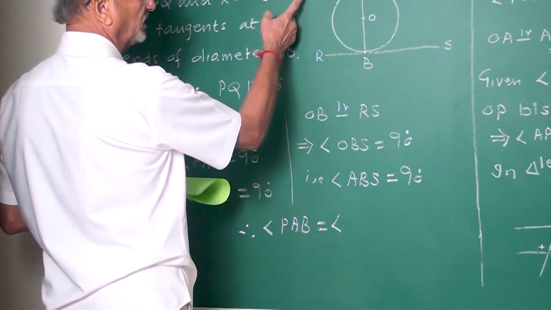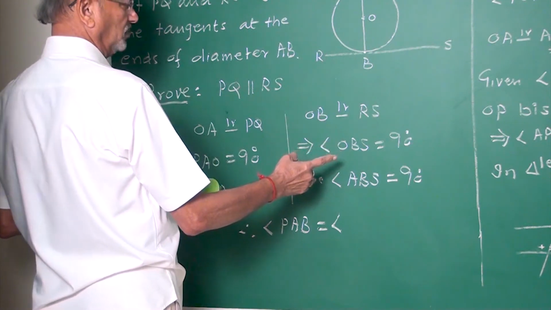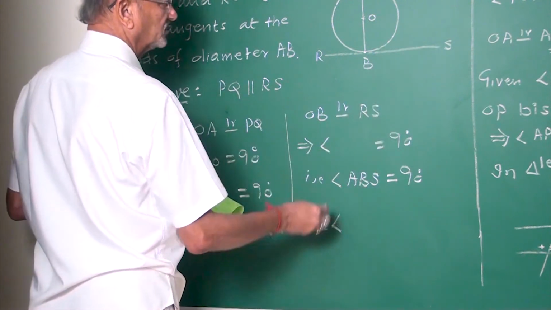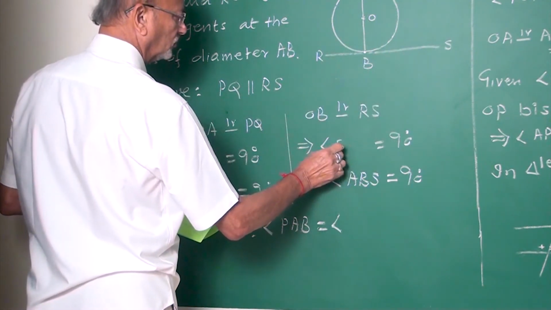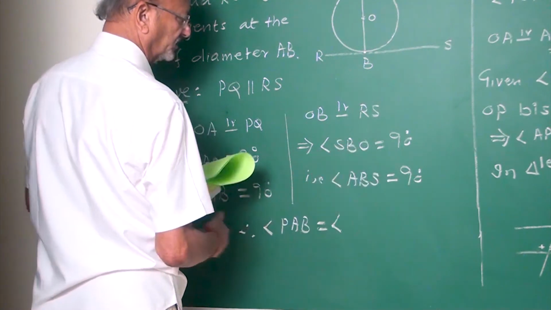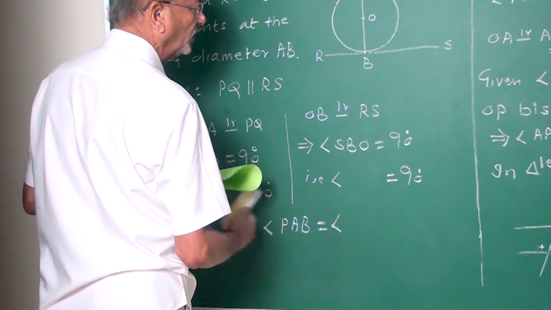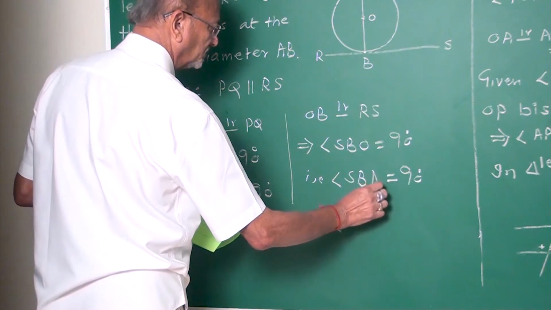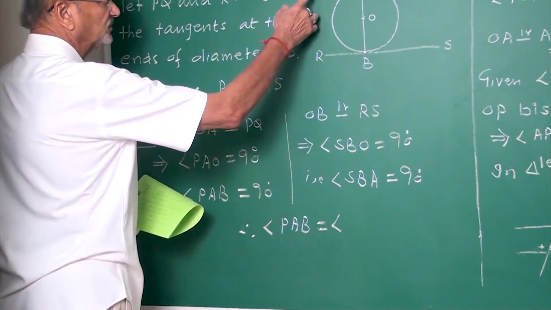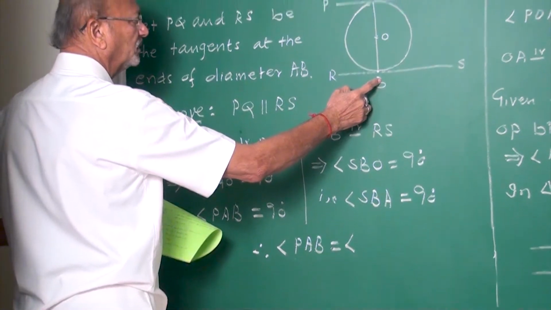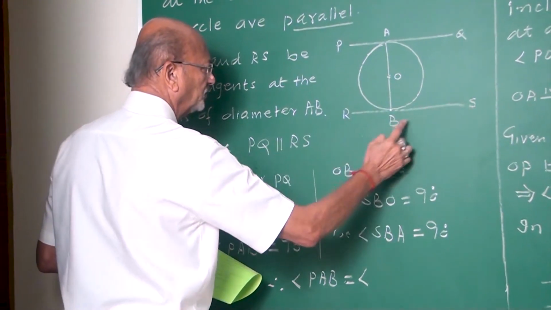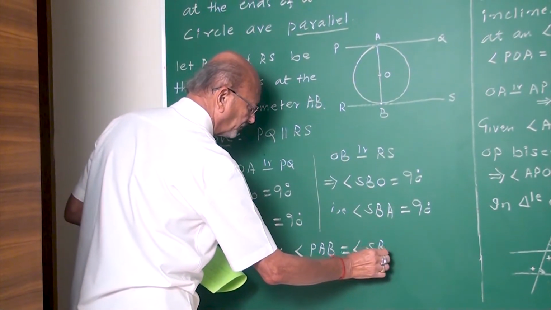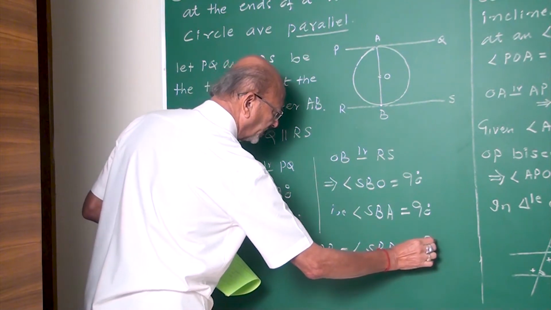Okay, I make one change here. I start with S. This is SBO, 90 degrees. Same thing. That O I will extend, that is angle SBA is 90 degrees. So PAB is 90 degrees and SBA is 90 degrees. And then both are equal, both equal to 90 degrees.